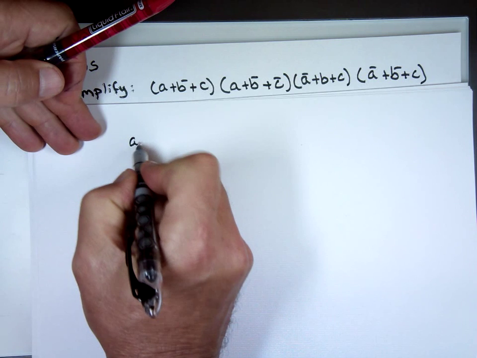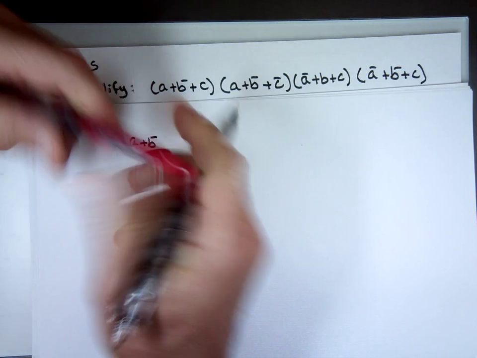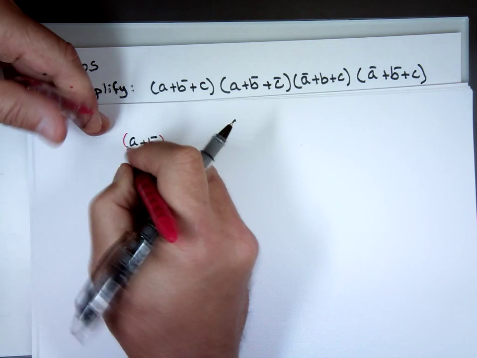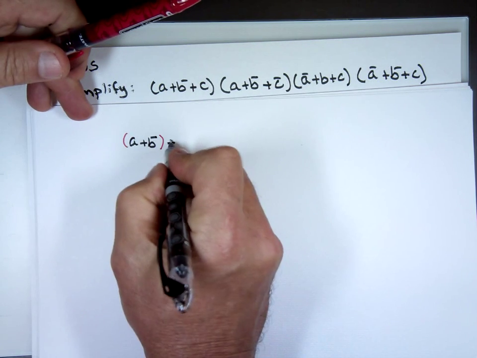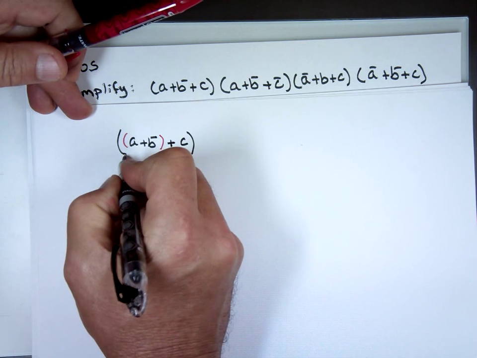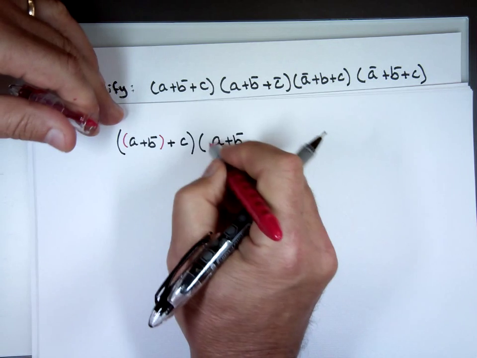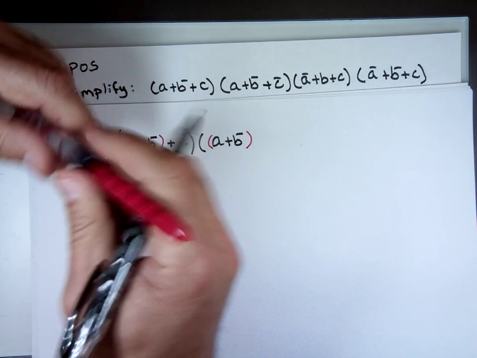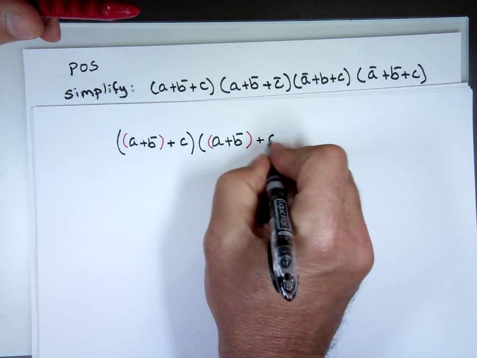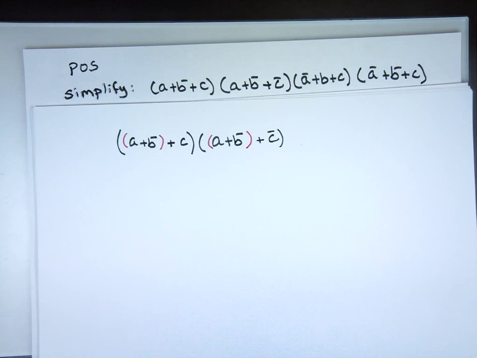A plus B bar. I'm going to put a group around them. Plus C, times A plus B bar, plus C bar. These two are the same. Watch what's going to happen if you FOIL them. Ready to FOIL them? Let's see.